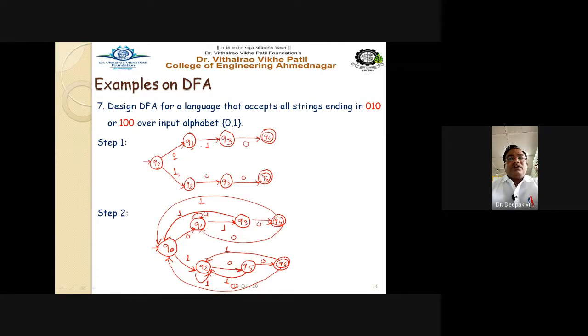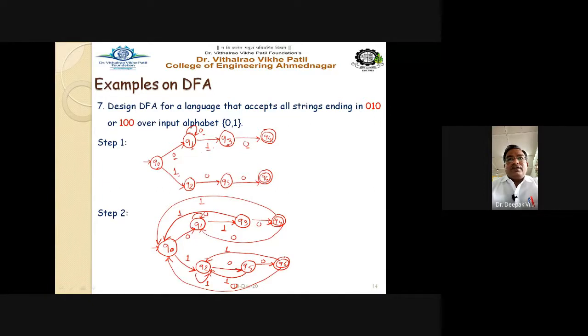Now come to Q1. The transition on 1 is completed. Now on 0: suppose I take 0 as input, where will it go? I will take a self loop on 0, because a self loop on 0 at Q1 will not hamper your string; you will again get 0 1 0, no problem. Now go to Q3. Q3 on 0 goes to Q4.